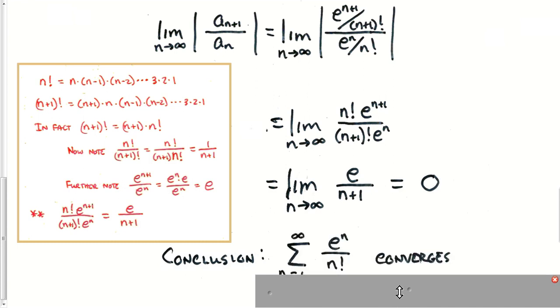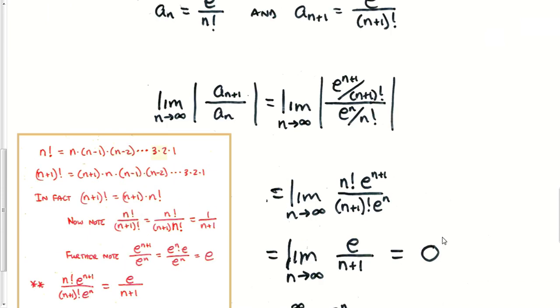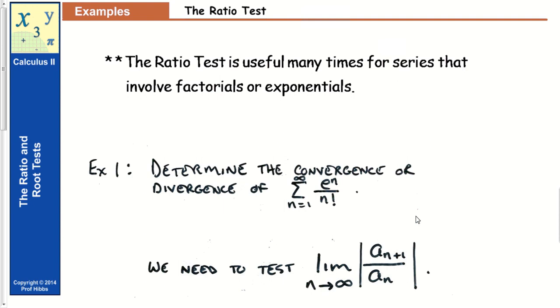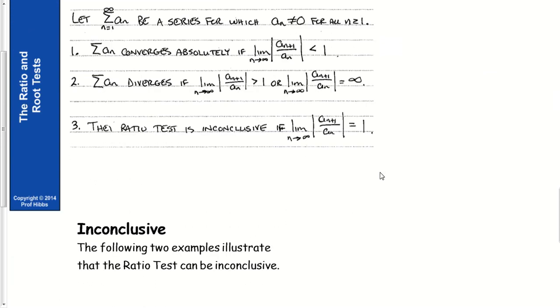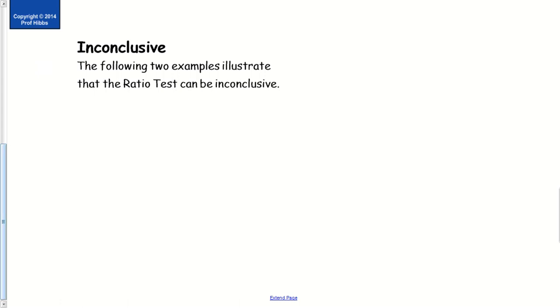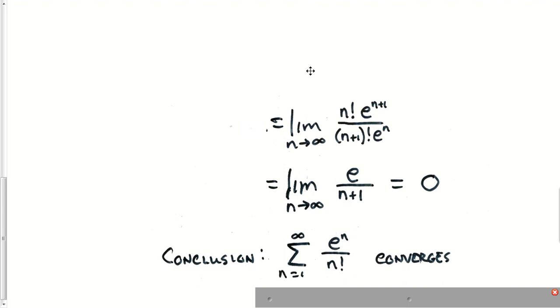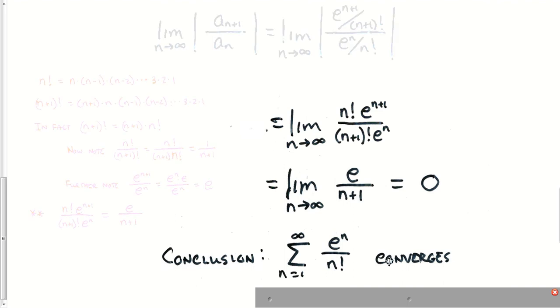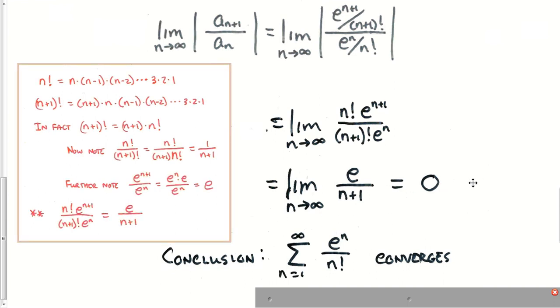So since that limit is 0, what did we say way back up here? If the limit is less than 1, and certainly 0 is less than 1, isn't it? Then the series converges. So now we know that the original series converges because the limit is 0, which is less than 1.